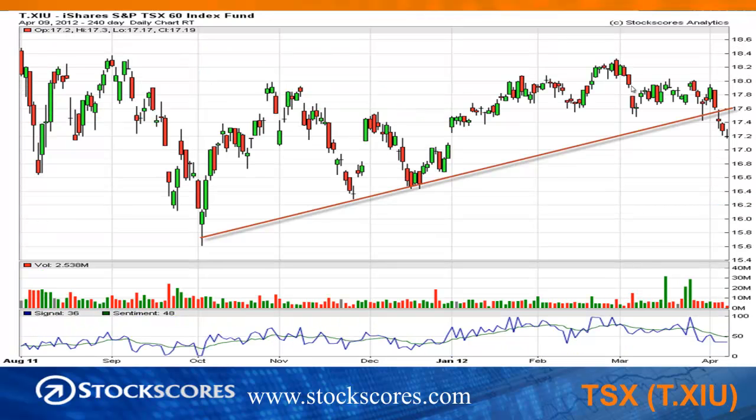The TSX is a little bit different story because it broke its upward trend line last week, something I talked about in the daily newsletter, and that tells me that the Canadian market is one probably best avoided.